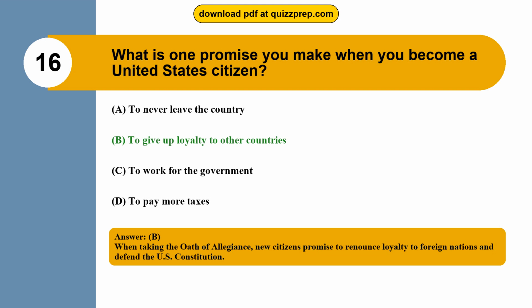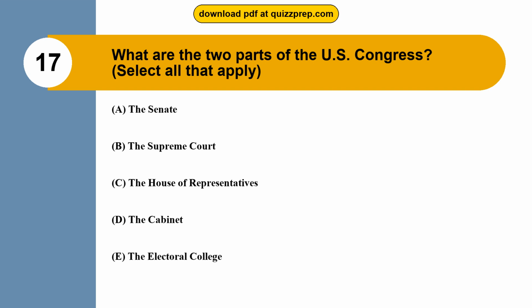When taking the oath of allegiance, new citizens promise to renounce loyalty to foreign nations and defend the U.S. Constitution. Question 17. What are the two parts of the U.S. Congress? Option A. The Senate.